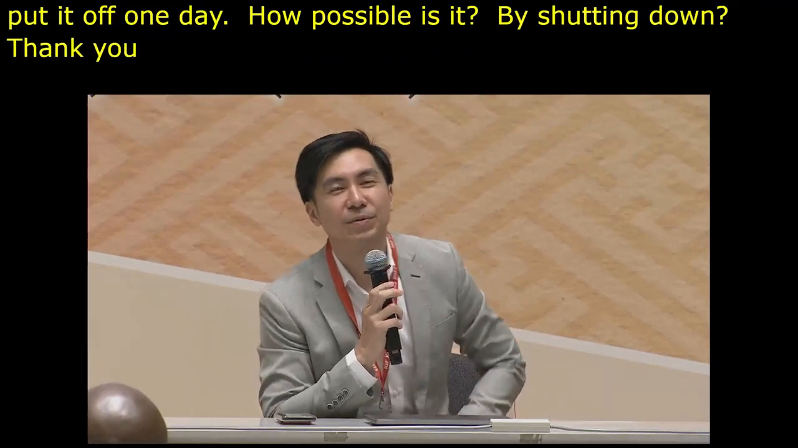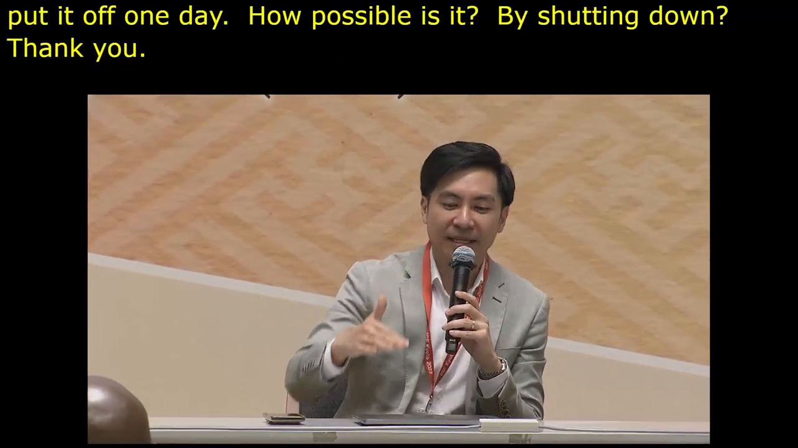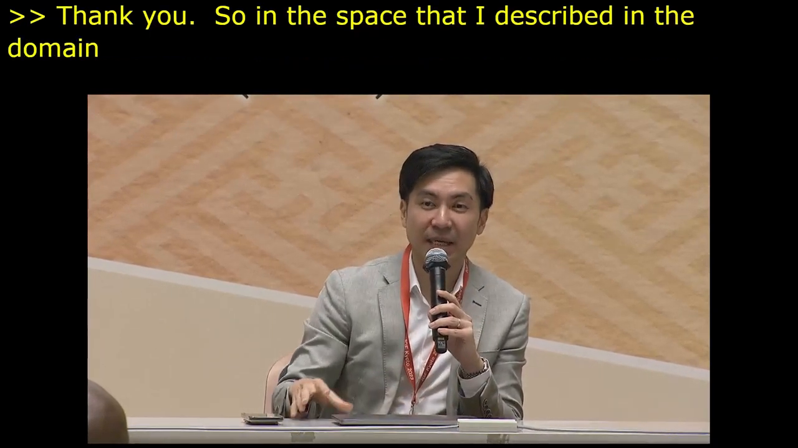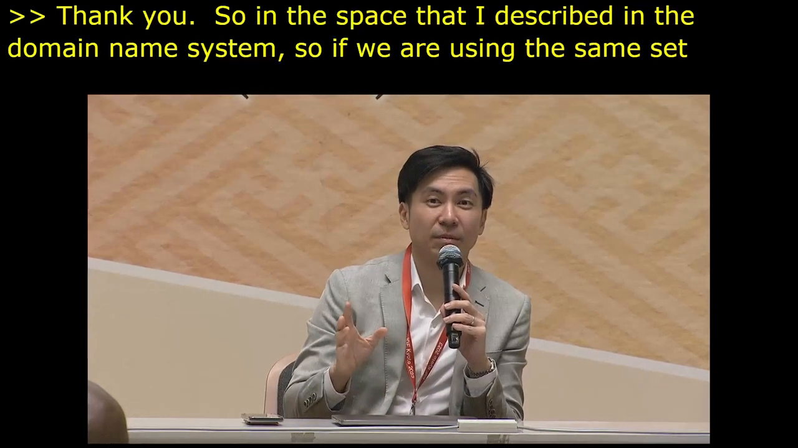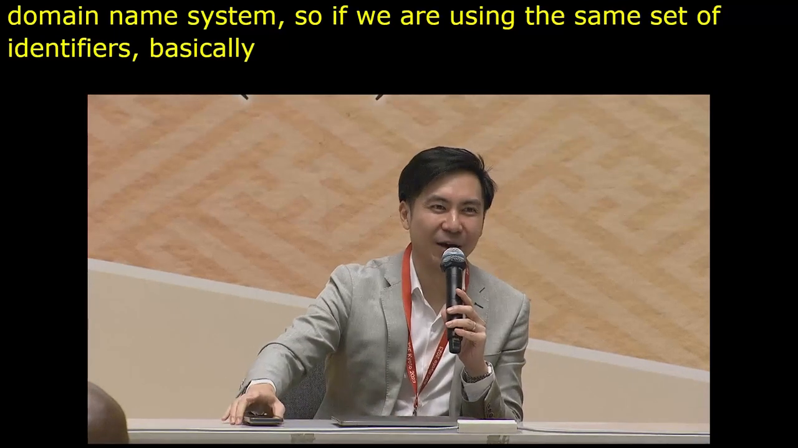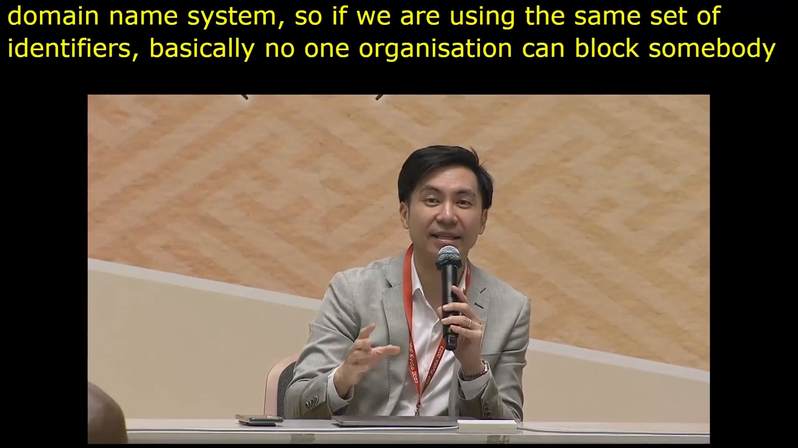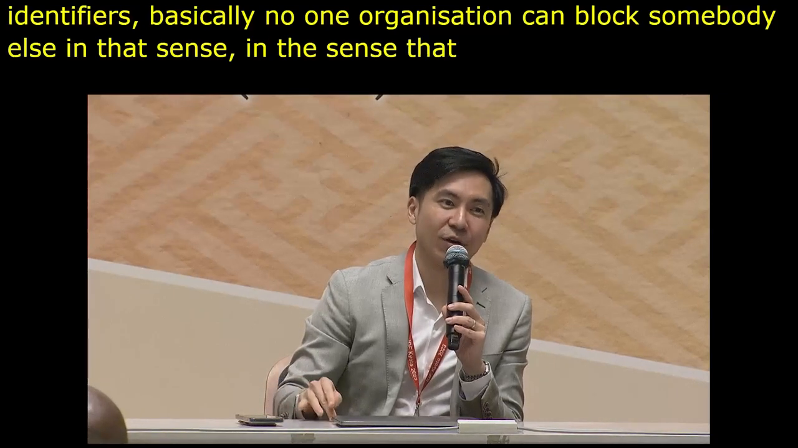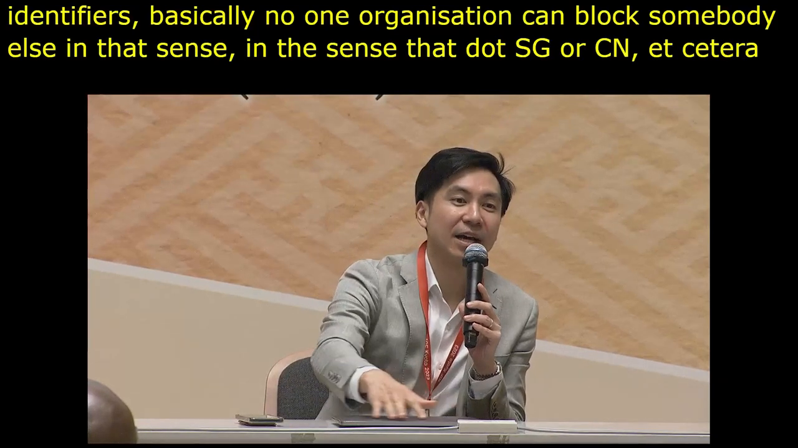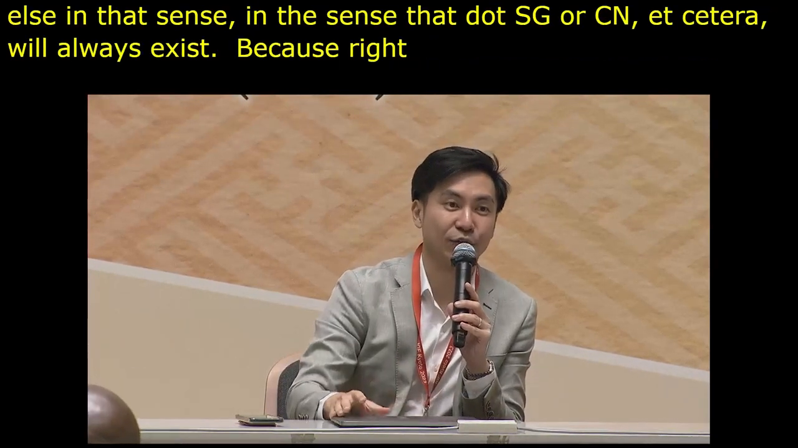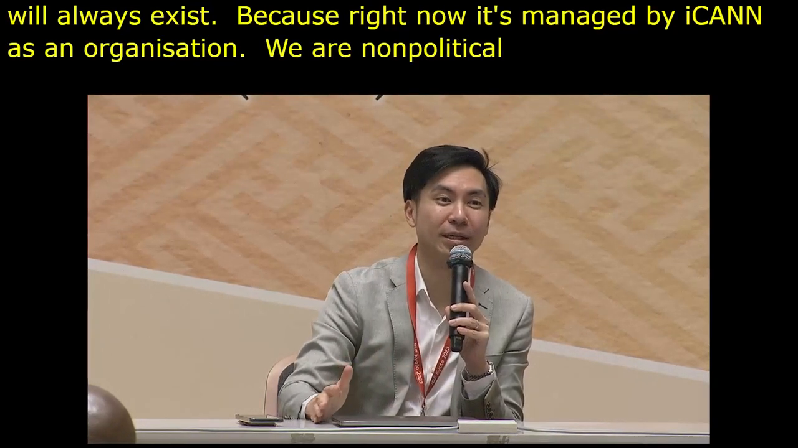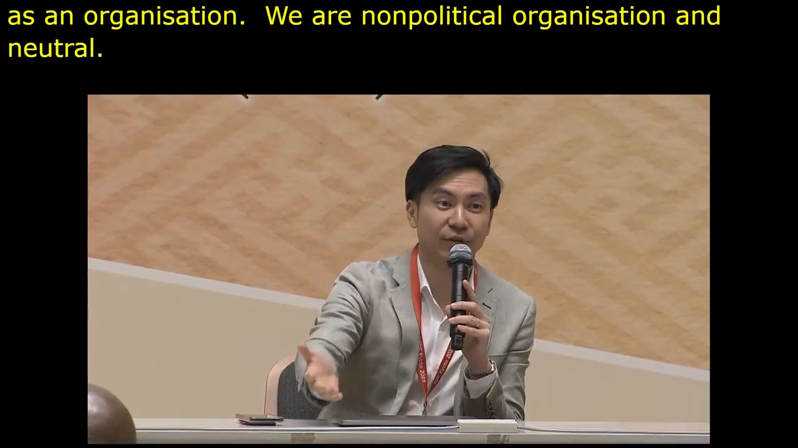Thank you. So in the space that I described in the domain name system, if we are using the same set of unique identifiers, basically no one organization can block somebody else, in the sense that .sg or .vn or .cn, et cetera, will always exist. Because right now it's managed by ICANN as an organization. We are a non-political organization and neutral globally. So we provide that as a global service to everybody.